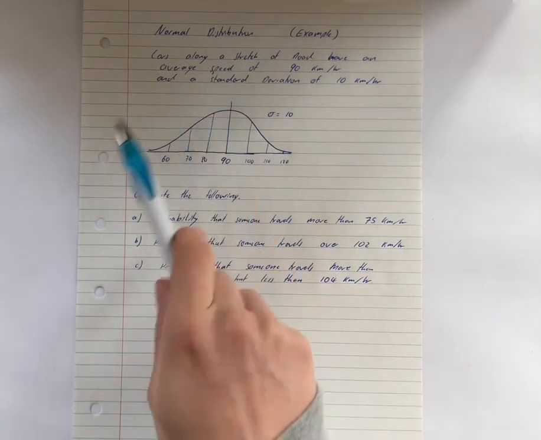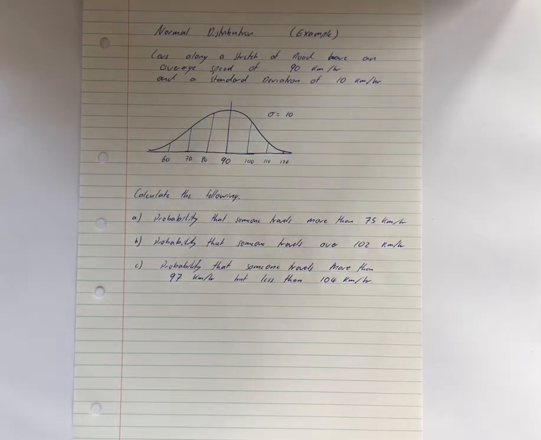So cars, hopefully you can read it, cars along a stretch of road have an average speed of 90 kilometers per hour and a standard deviation of 10 kilometers per hour. We want to calculate the following questions. I've just made these up. So we want to find the probability that someone travels more than 75 kilometers an hour, and we want the probability that someone travels over 102 kilometers per hour. And then a bit of a trickier one, we want the probability that someone travels more than 97 kilometers an hour, but less than 104. So you could pause and maybe give them a go if you like. Otherwise, I'm going to get started.